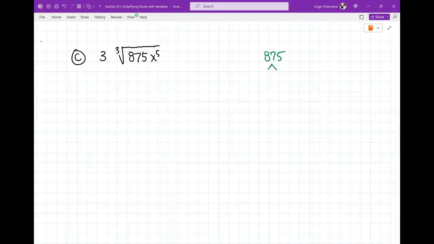Let's see. So I know 1 times 1 times 1 is 1. 2 times 2 times 2 is 8. Can I divide 875 by 8? No. Okay. 3 times 3 times 3 is 27. 875 divided by 27. Does that work? No. What about 64? Because that's the next one that goes cubed. So 875 divided by 64. I didn't show you the next one, but I should have. I'm thinking the next one's going to work. That one doesn't work easily. Let me see if this one works.